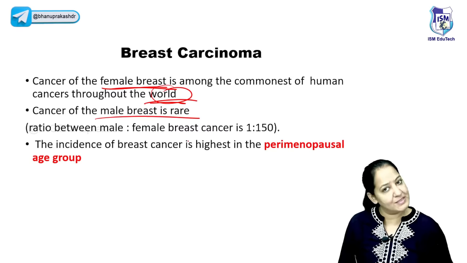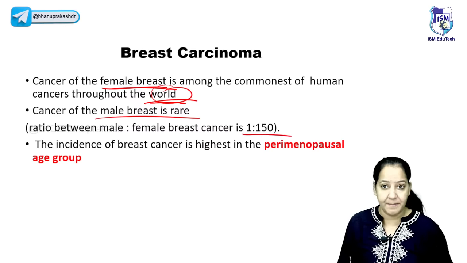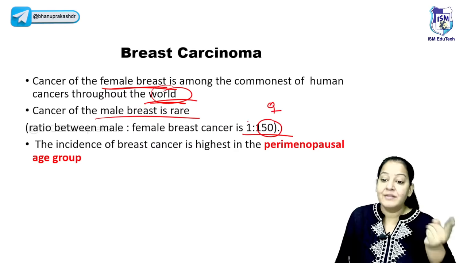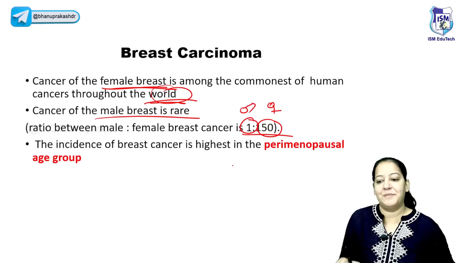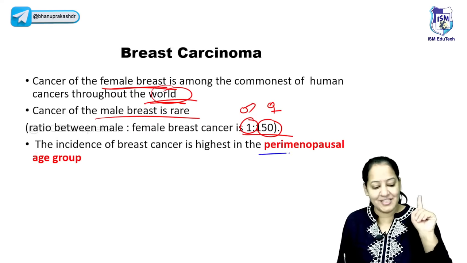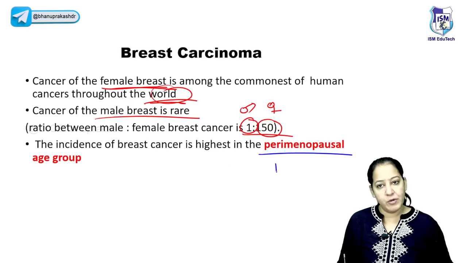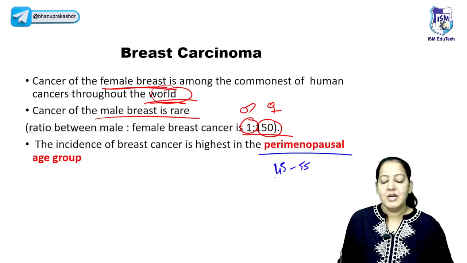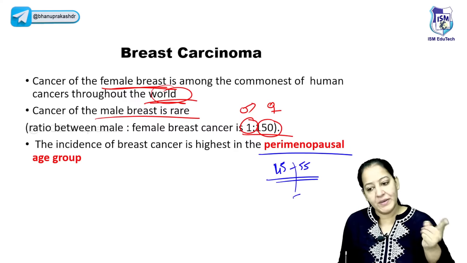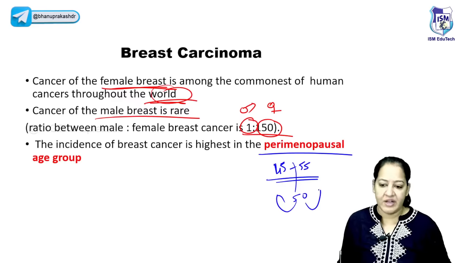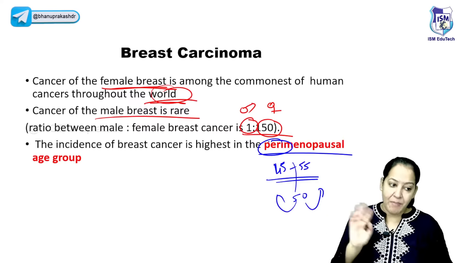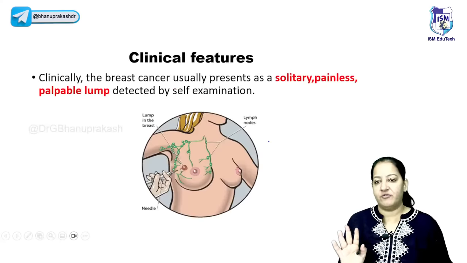In males, breast cancer is very rare. I told you the ratio at the beginning, only 1 to 150. So for every 150 females, there is one male who may have breast cancer. The most common age is perimenopausal age. What is the perimenopausal age? 45 to 55 years of age. Menopause we consider at 50, so 5 years before, 5 years after. Peri means around. So perimenopausal age is the most common age of breast cancer.